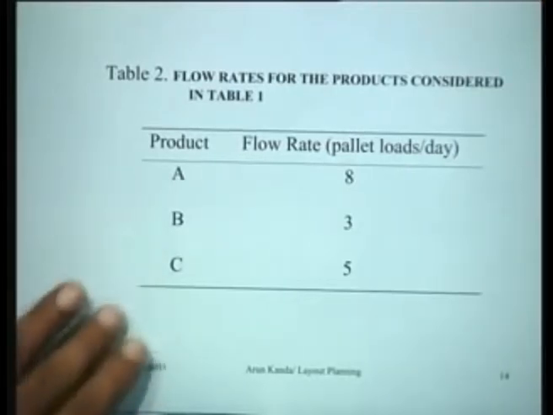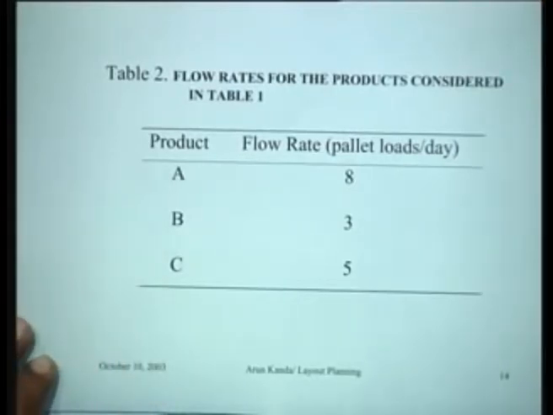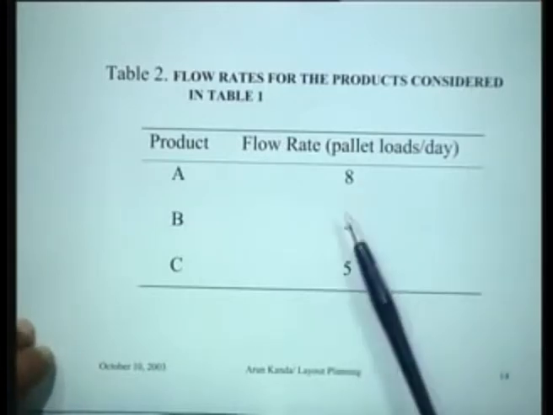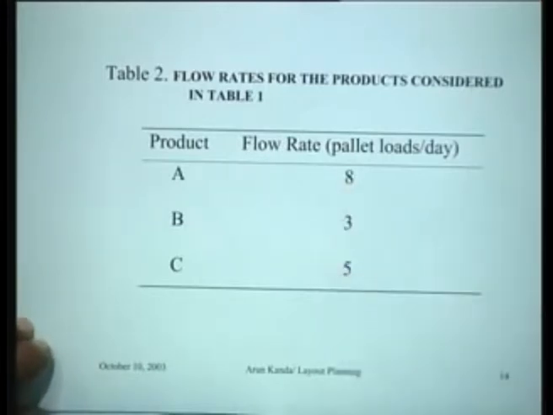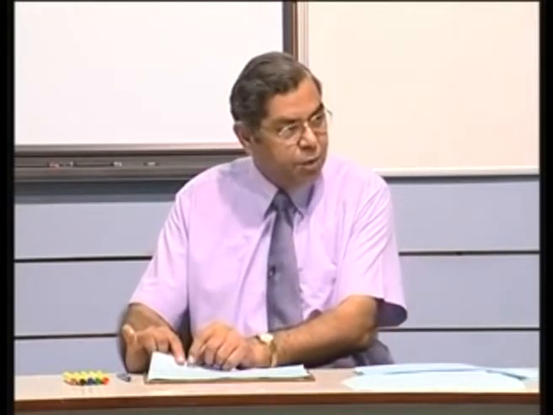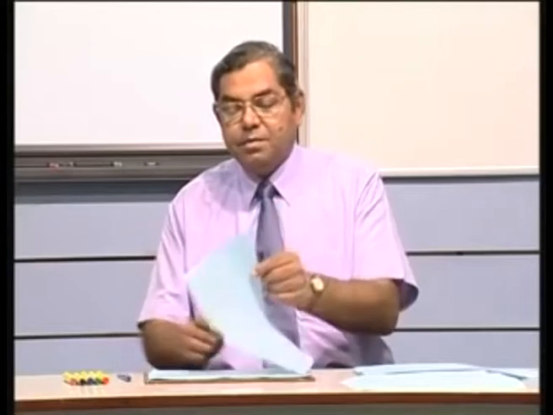So this is essentially our schedule requirement as to how many trolley loads of A, B, C must be produced per day in the factory. So we need information about the processing, the products, the processing and the quantities. So this is the input to the thing.